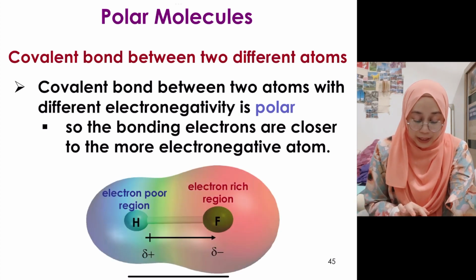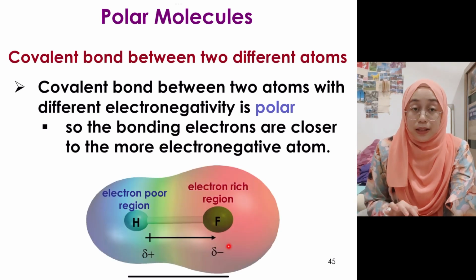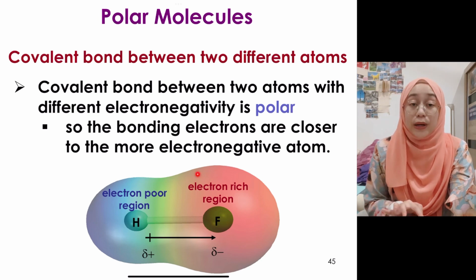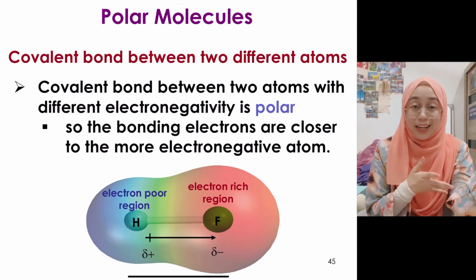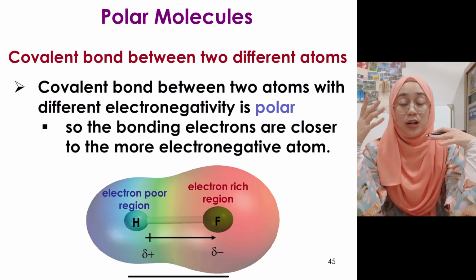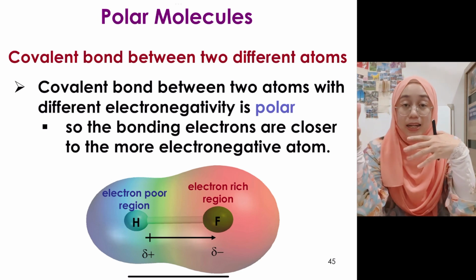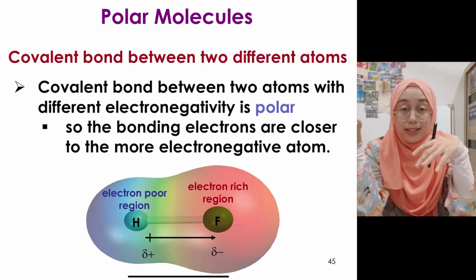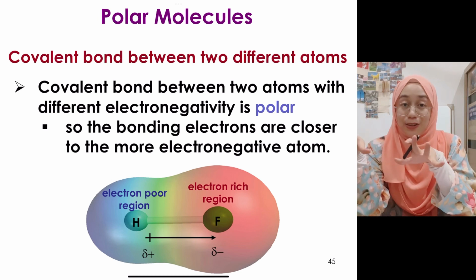Okay, so for example yang ni, so the side that is partially negative is said to be electron rich region, sebab elektron banyak ke arah tu. Meanwhile, the side that is partially positive is said to be electron poor region, sebab elektron tak banyak dekat situ. Okay.